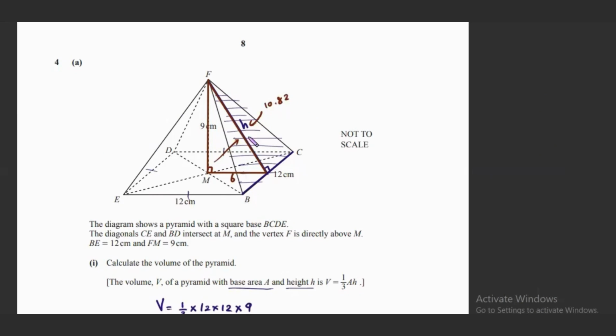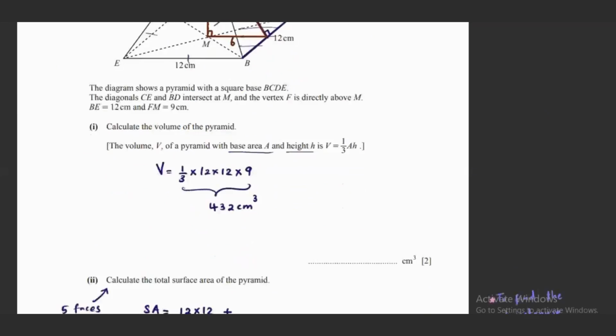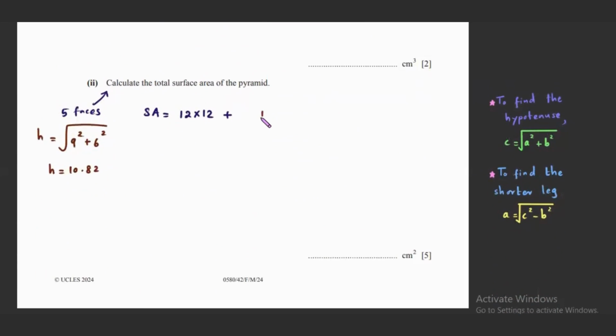Now I need to calculate the area of this triangular face that I have shaded there. So I need to do half times the base of the triangle, which is 12, times the height of the triangle, which is this 10.82 that we found. This will give us the area of the triangular face. But in the pyramid, we have 4 identical triangular faces, which means this amount has to be multiplied by 4.